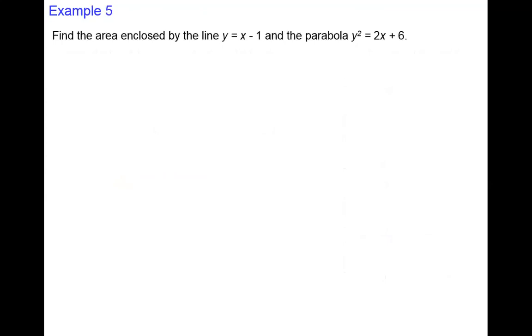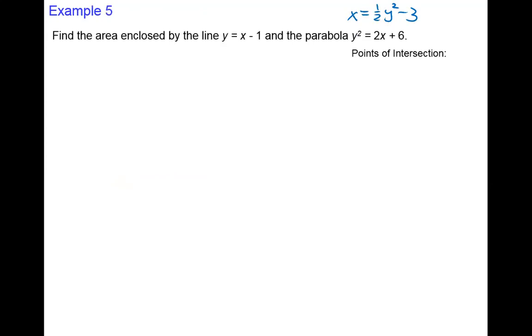Find the area enclosed by the line y = x - 1 and the parabola y squared equals 2x plus 6. That means I'm assuming that this is the function x in terms of y. Yeah, it's the other way. If we solve for x, we will have, am I right? I'm just subtracting 6 and then dividing by 2. Okay, that means x = 1/2 y squared minus 3.